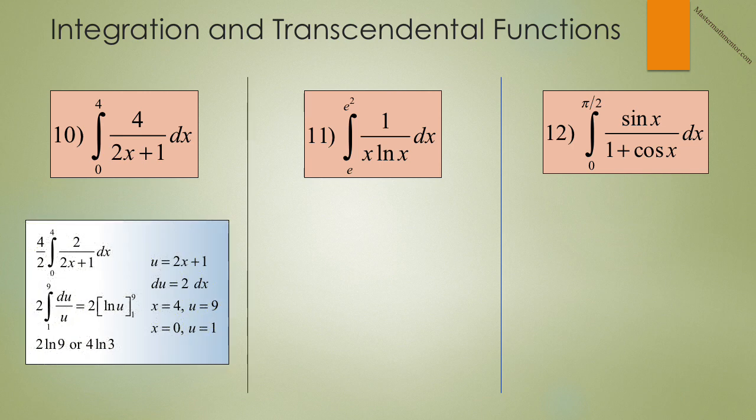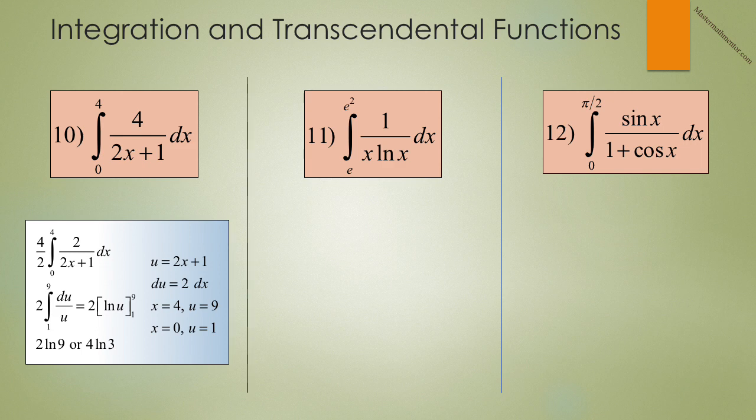Number 10 reads the integral from 0 to 4 of 4 over 2x plus 1 dx. We let u equal 2x plus 1 and du is equal to 2 dx. We move the 4 to the outside, and we put a 2 on the inside and divide by 2 on the outside of the integral. So this becomes 4 over 2, the integral from 0 to 4 of 2 over 2x plus 1 dx. We decide to change the limits.